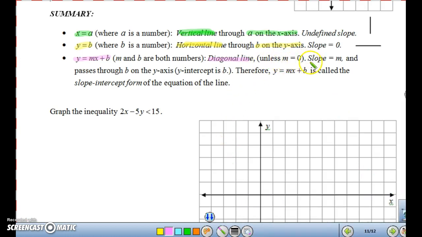Unless m equals 0, because then it would be a horizontal line. The slope is always going to be m, and it's going to pass through b on the y-axis, so the y-intercept is b. So when you see y equals mx plus b, we've seen that before, it's called slope-intercept form of the equation of the line. So when you hear slope-intercept form, it's saying write y equals mx plus b. Those are the three you should be able to identify when you see the equation of a line: x equals, y equals, and y equals mx plus b.